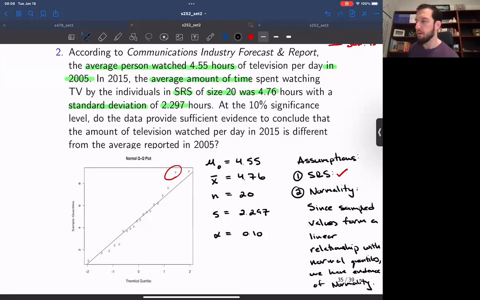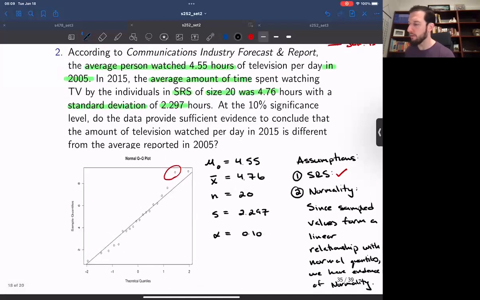So effectively what I mean is there is evidence that the variable is approximately normal because the QQ plot shows a linear pattern. That would be a similar explanation of the same result. But either way, what we have here are the SRS assumption being met and evidence of normality of the population, which are the two things we need for our hypothesis test. All right, so now we'll run through the steps of the test.